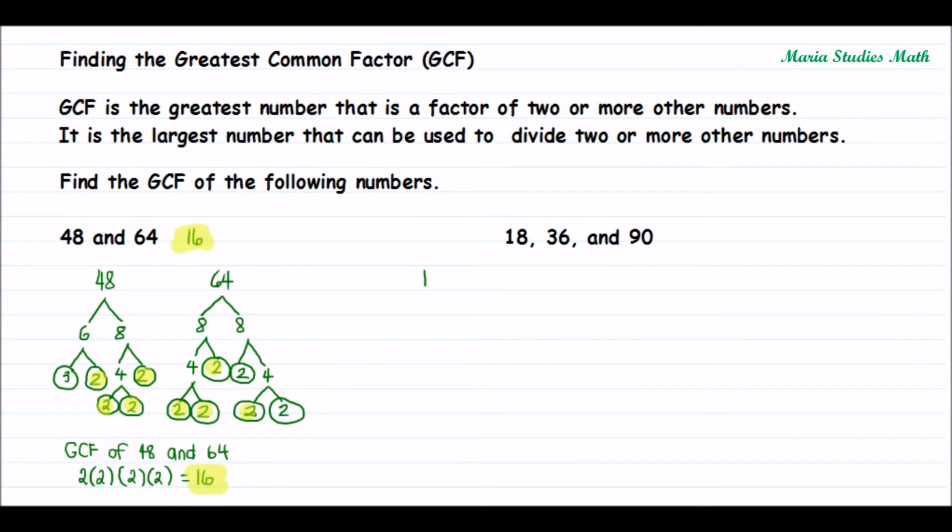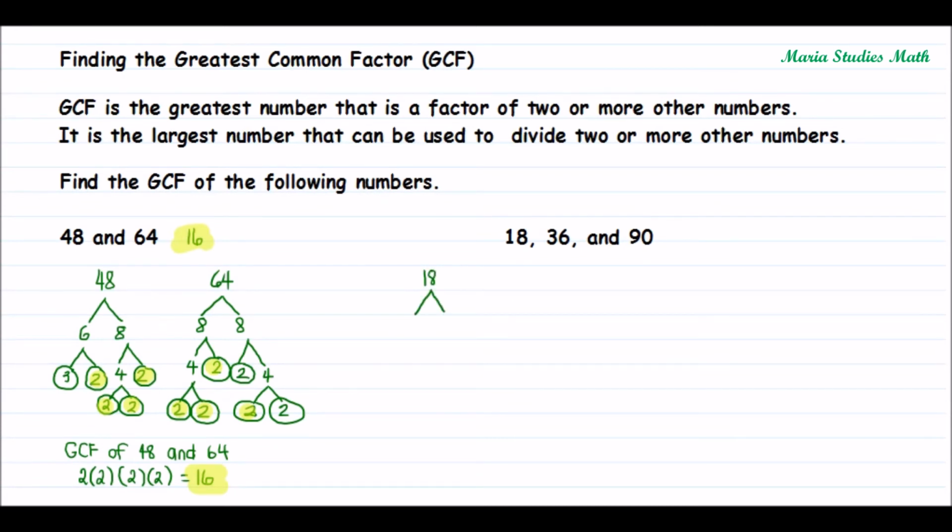Now let's try to find the GCF of another set of numbers, which are 18, 36, and 90. It's not always the case that you are only finding the GCF of two numbers. It can be 3, 4, 5, or more. So let's try this set of numbers. Again, we will be using the same method, which is the prime factorization tree.